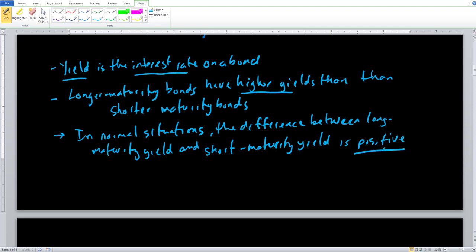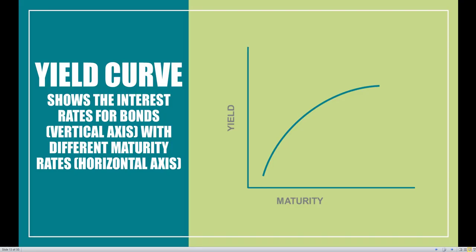So in normal situations, we notice that the difference between long maturity yield and short maturity yield should be positive. Remember, the long maturity yield is giving you a very high yield, but the short maturity yield is going to give you a very low interest rate. So taking the difference between these two numbers, that difference should be positive. And this is going to happen in normal economic situations when things are running fairly normally.